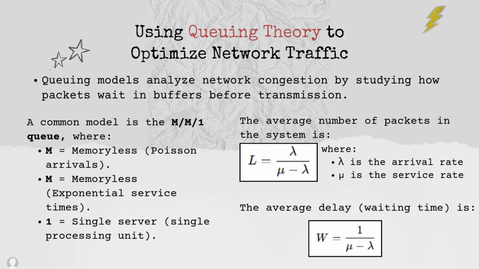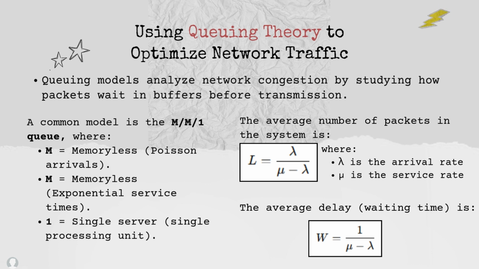So there are 2 essential formulas to define the behavior of the M/M/1 queue. First, we have the average number of packets in the system, where the formula is L equals arrival rate over service rate minus the arrival rate. This equation tells us how many packets are there in the queue at any given time.